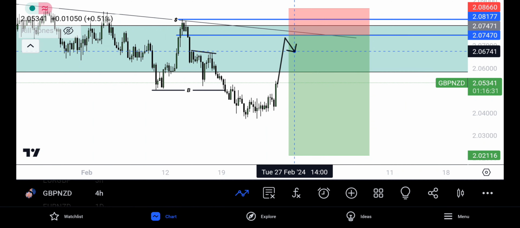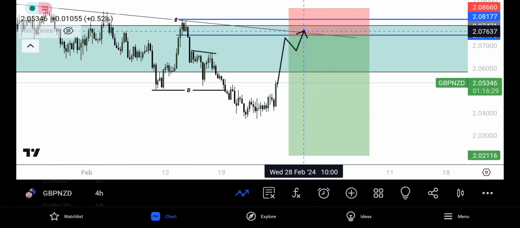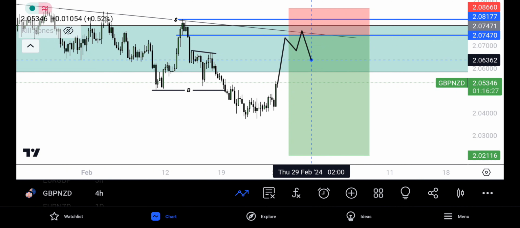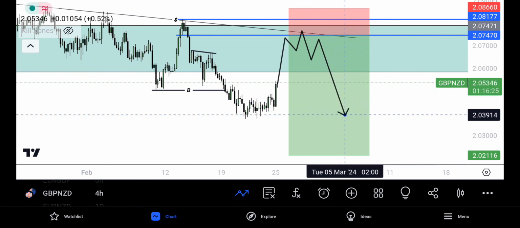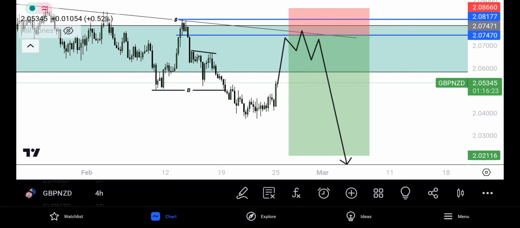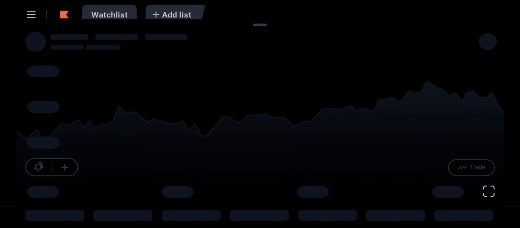be waiting for this kind of formation, and then we take our trade down. So this is like a formation I'm going to be waiting for, and so that's it, guys. Let's look at the next pair, EURNZD.